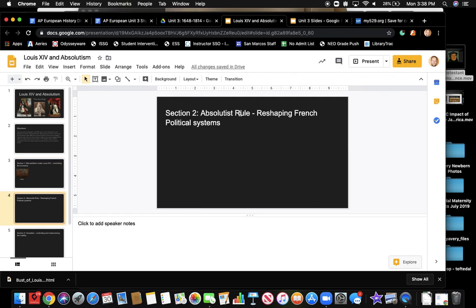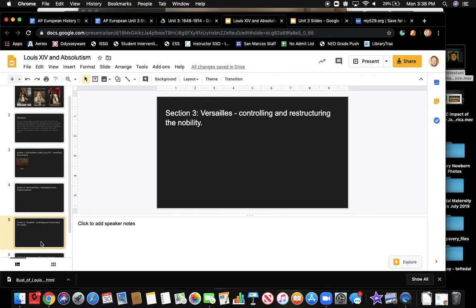Then you're going to be looking at absolutist rule. How do they reshape the French political systems? We've already talked about one of those, the expansion of the bureaucracy. And who is working in those bureaucratic positions is going to be another major shift. Part 3, and probably my absolute favorite. I mean, gosh, this is priceless. The Palace of Versailles was used as a political tool to control the nobility.